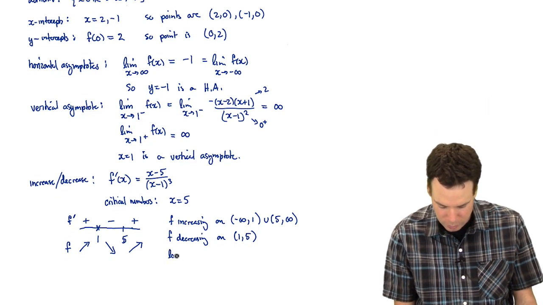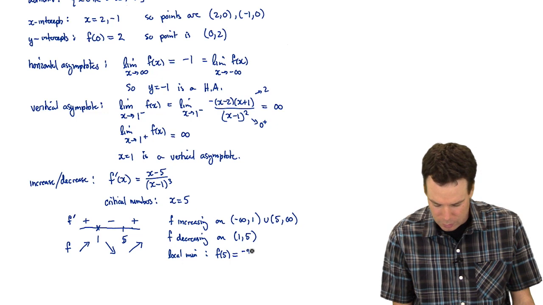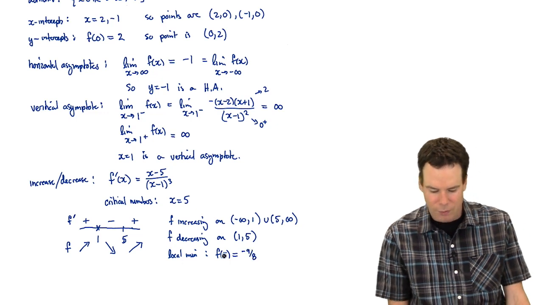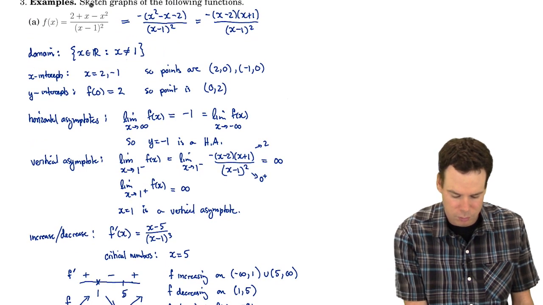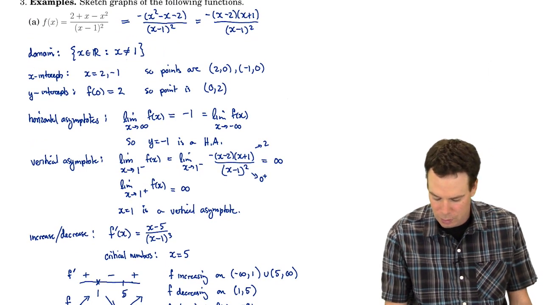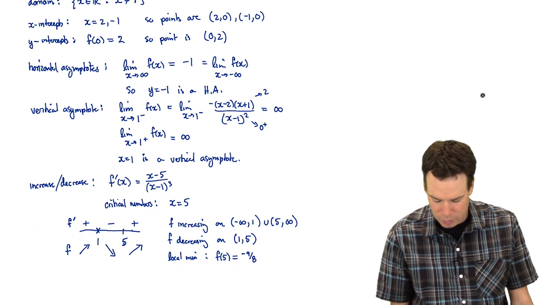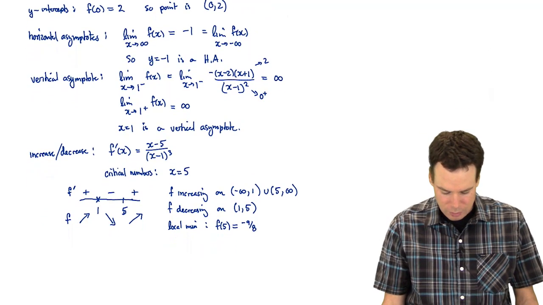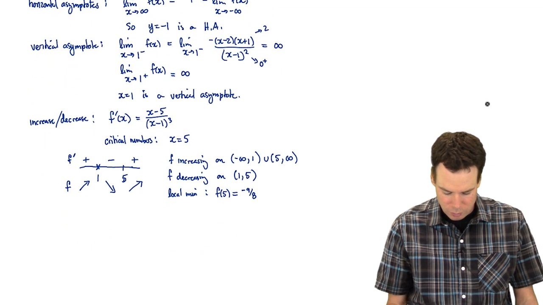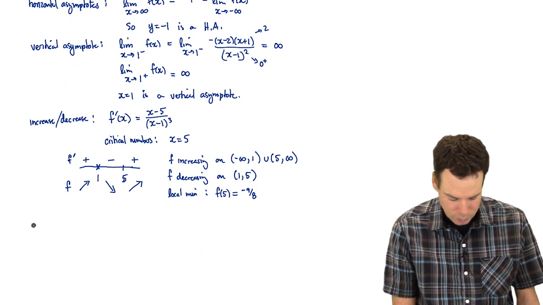So we have a local min which occurs at 5 and has a value of -9/8, which you just get by taking 5 and plugging it into our original function, our original expression. Plug it in for the f up here, and you'll get that your local minimum value is -9/8. Okay, so we found our increase and decrease intervals. We've also got our local extrema. Let's go ahead and look at concavity now.